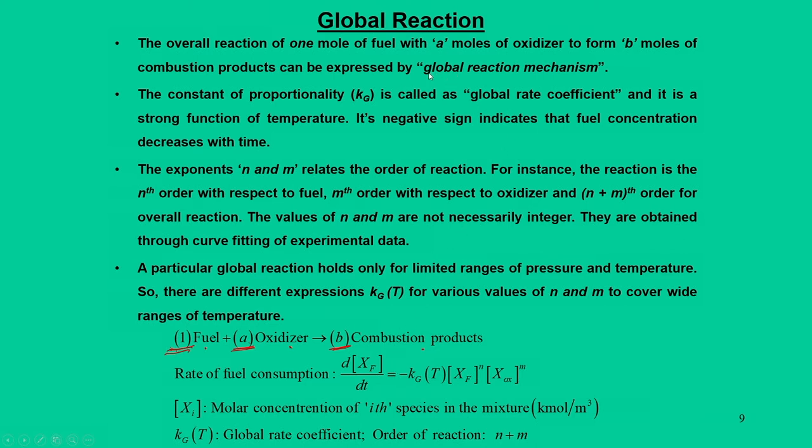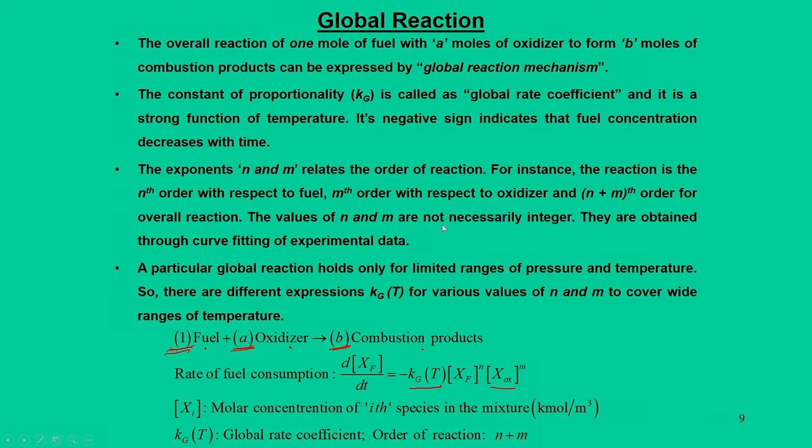and that equation we call a global reaction equation, and this equation is in the form of minus kg, which is a function of temperature, XF to the power n, and concentration of oxidizer to the power m. So, basically n and m are nothing but your exponents, and this m plus n will be defined as the order of reaction. So, exponents m and n relate to the order of reaction. For instance, a reaction of nth order with respect to the fuel and mth order with respect to the oxidizer will have m plus n as the overall order of reaction.